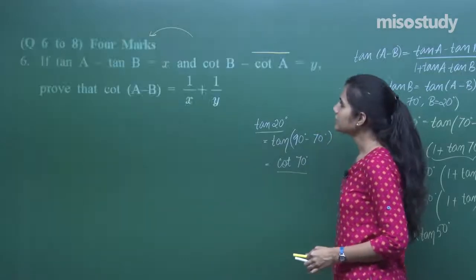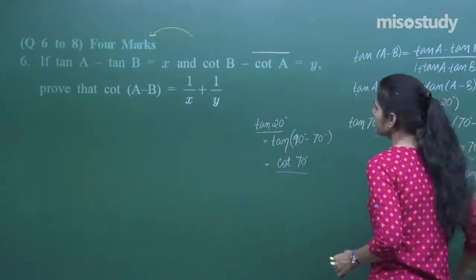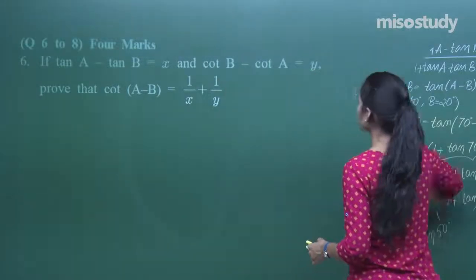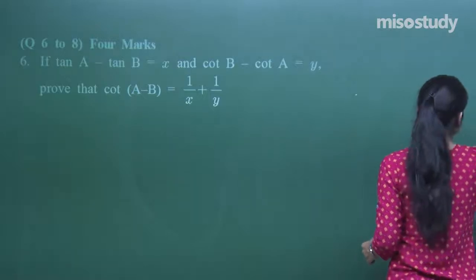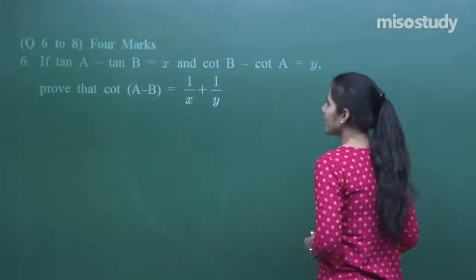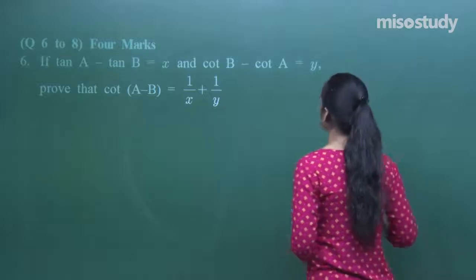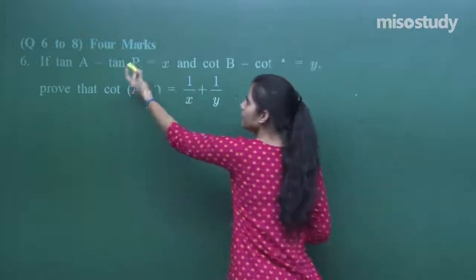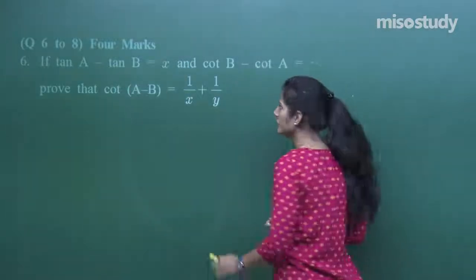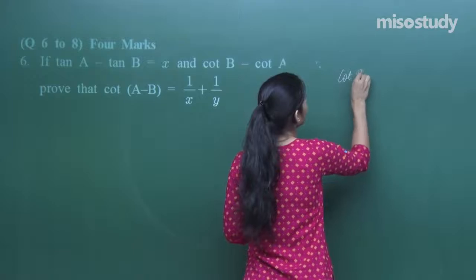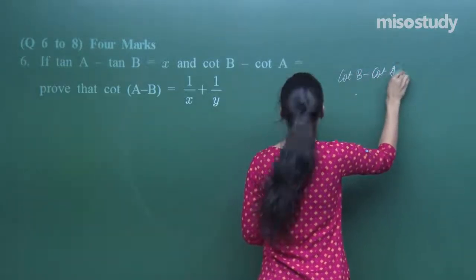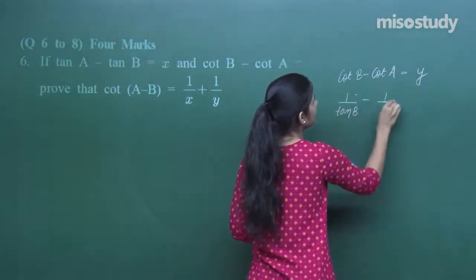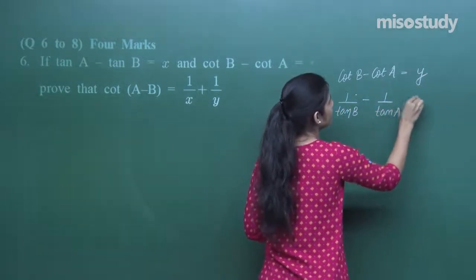Next question says that if tan A minus tan B is x and cot B minus cot A is y, then prove that cot of A minus B is 1 by x plus 1 by y. Okay. Tan A minus tan B is x and cot B minus cot A is y. Let's try to begin with cot B minus cot A, because cot will be written in terms of tan and then we will be using the given information about tan. So, cot B minus cot A is y. That means 1 upon tan B minus 1 upon tan A is y.